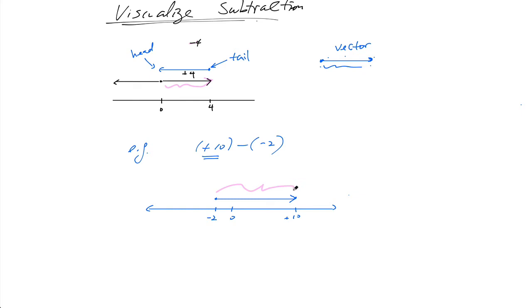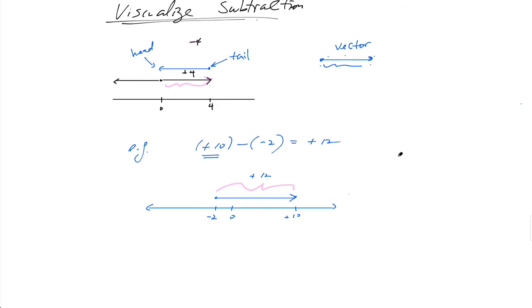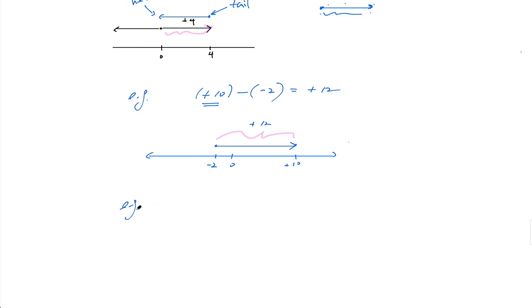What's the magnitude of it? What's the size of this arrow? It's 10 plus 2, so it's 12. And it's going right, so it's plus 12. So the result of this is plus 12. Isn't that cool?